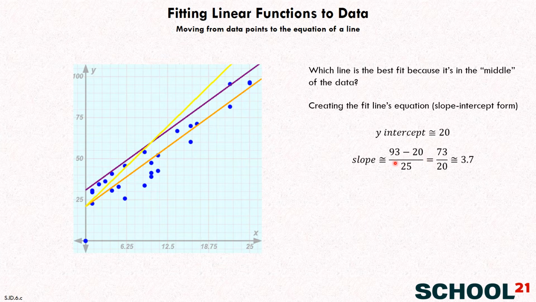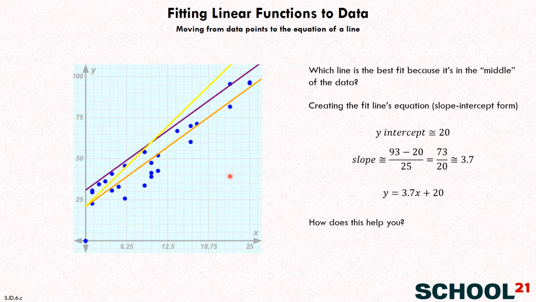And then when we calculate that out, 93 minus 20 is 73. 73 divided by 25 is about 3. So that's our slope. So then we can write our equation, y equals 3.7x plus 20. Okay. And that allows us to have a line that's a good fit. It's called a fit line for the data.